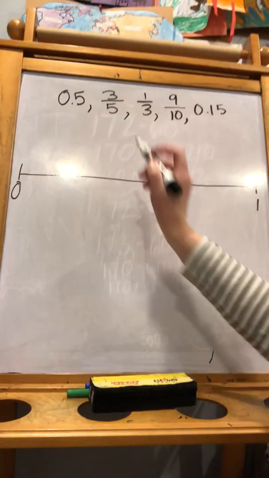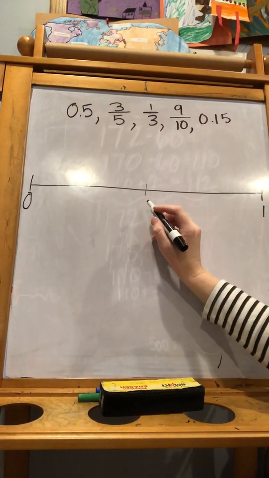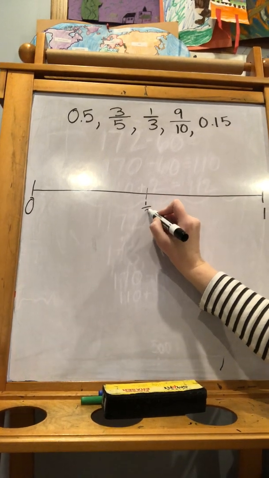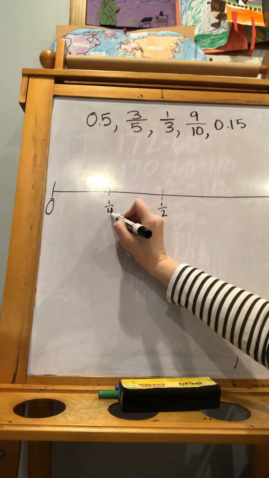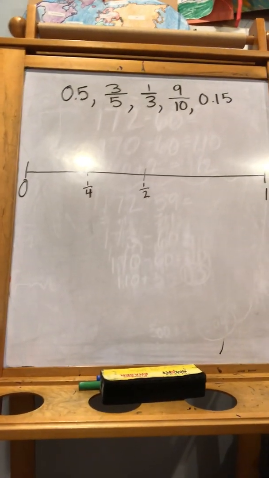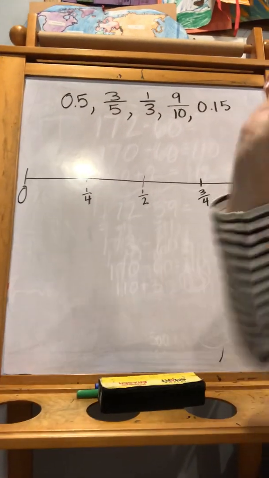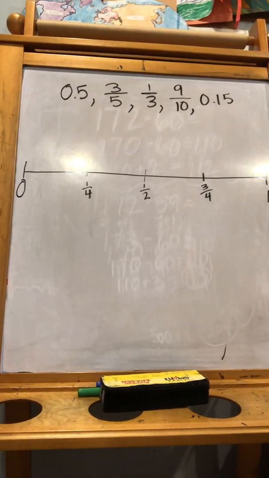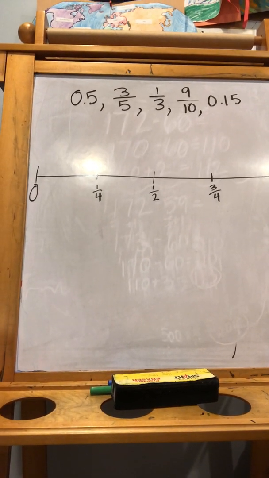I go between that number line, and I make a line right in the middle. And then I also like to make a 1/4 and 3/4 mark too, because in my head I know that 1/4 is in the middle of 0 and 1/2, and between 1/2 and 1 is 3/4.